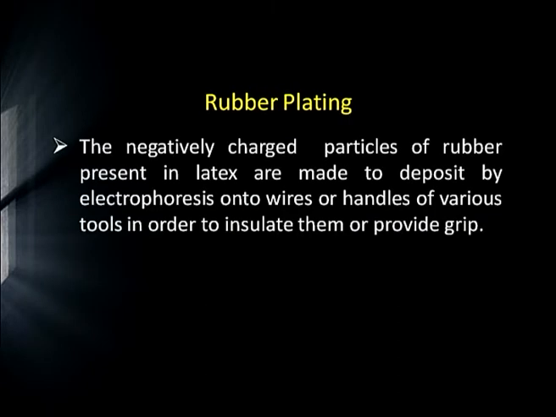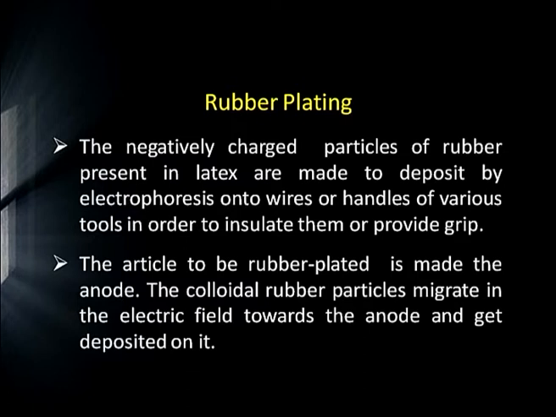Rubber plating. Here we employ our knowledge of electrophoresis. Latex particles are negatively charged and they can be made to deposit by electrophoresis onto wires or handles of various tools in order to insulate them or provide a grip to the tool. The article to be rubber plated is made the anode. The colloidal rubber particles migrate in the electric field towards the oppositely charged anode and get deposited on it, forming a layer.